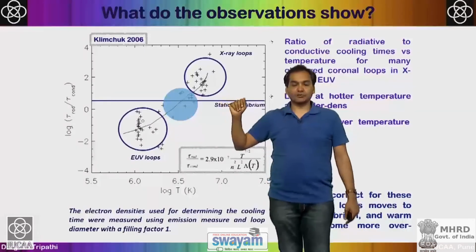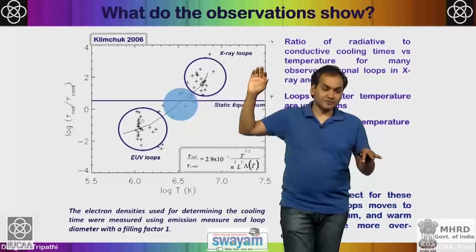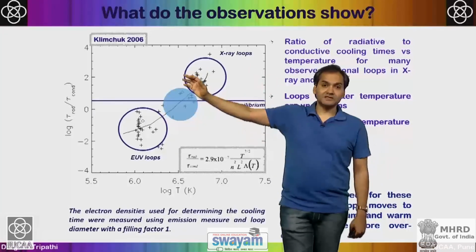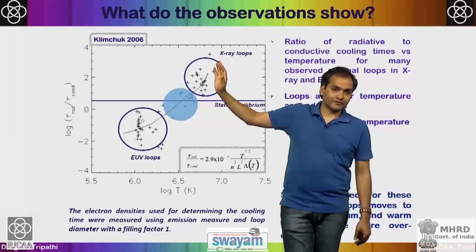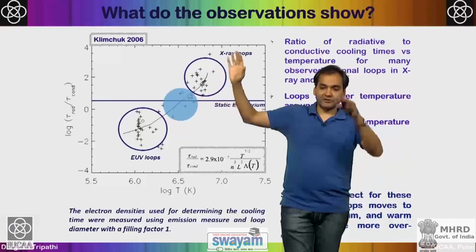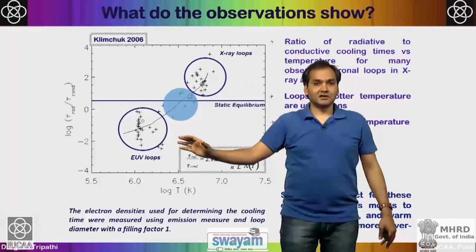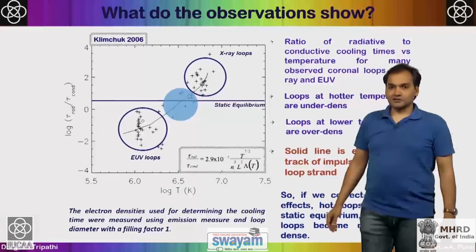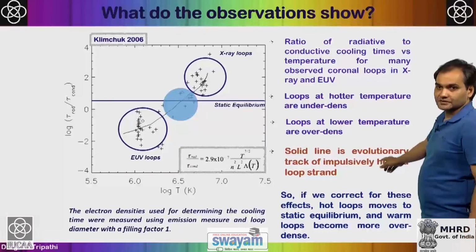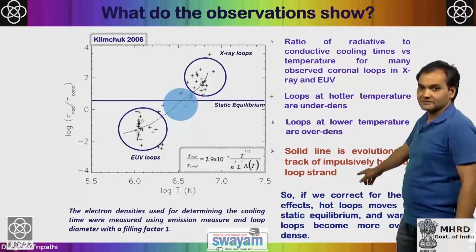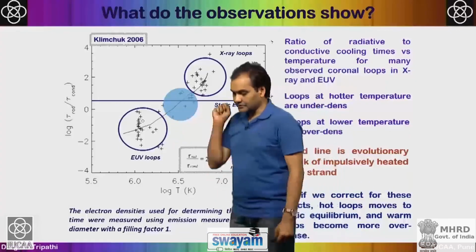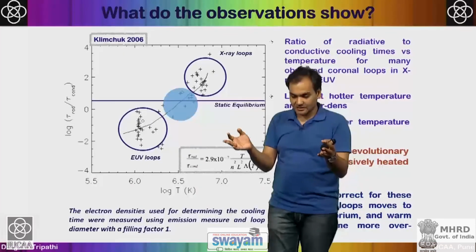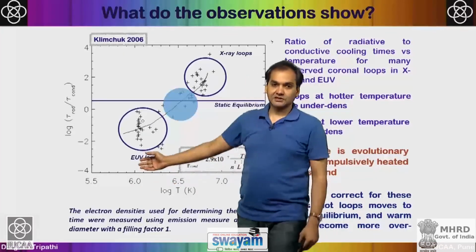So, you can take a simplistic approach that there are two different categories of loops and they are being heated differently. The sun has to be very cruel to do that, but anyways, or you can also think that the loop is just evolving, appearing from high temperature and just cooling down and giving you these kinds of loops. So, that is the solid evolutionary track. The solid line is the evolutionary track of an impulsively heated loop strand. If you heat a loop very strongly, plasma fills it up, you see it in X-ray first and then it starts cooling down and you see this in UV.